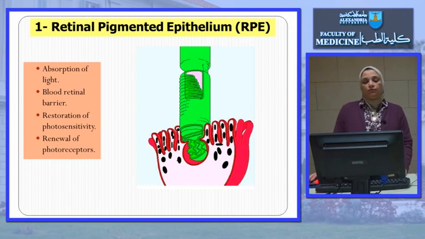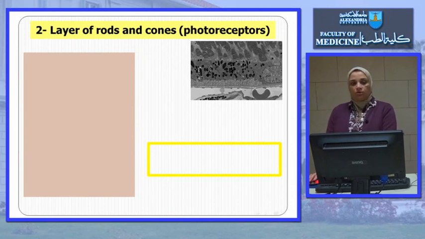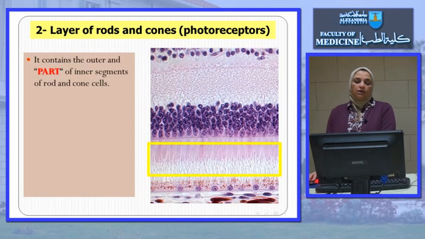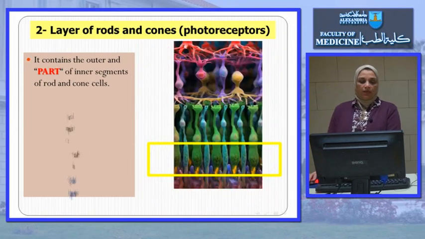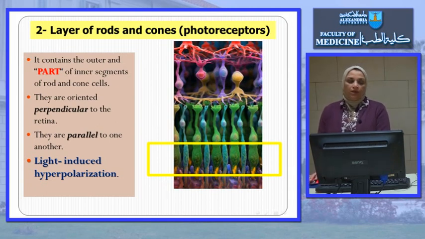Again, this is the layer of rods and cones. As I said, it contains the outer segments of rods and cones and the inner segments of the rods and cones. Rods and cones are present, as you can see, parallel to each other, okay, and they are oriented perpendicular to the retina. They are parallel to each other and perpendicular to the retina, and light stimulation occurs by hyperpolarization.